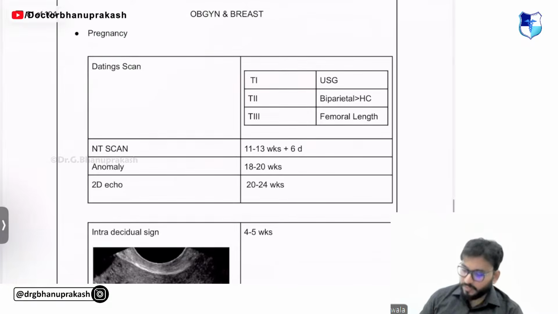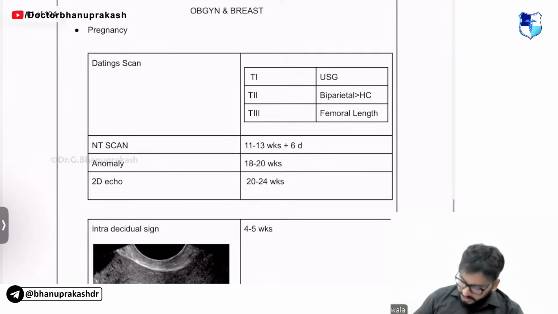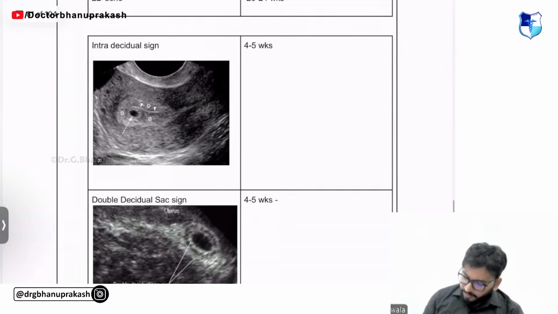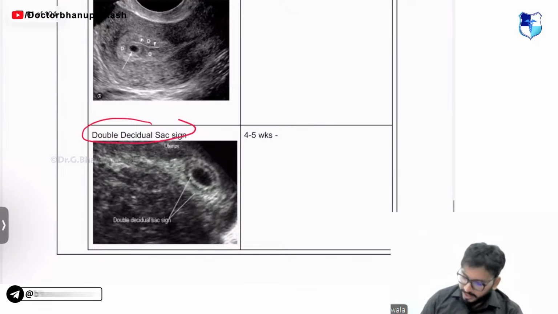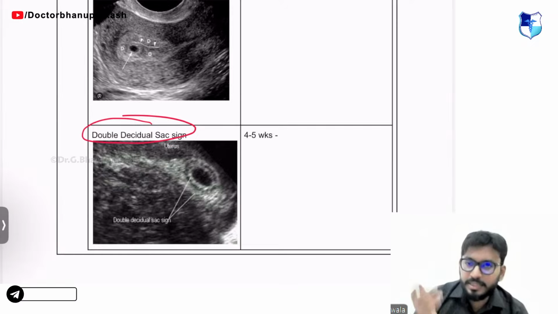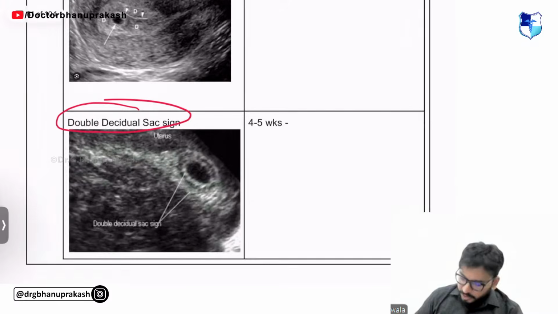OBGYN and breast pathology. We'll just breeze through because you've already studied this in OBGYN. The first sign is the intradecidual sign. The second one is the double decidual sac sign. Remember, the intradecidual sign is one of the first reliable signs of a pregnancy within the uterine cavity.